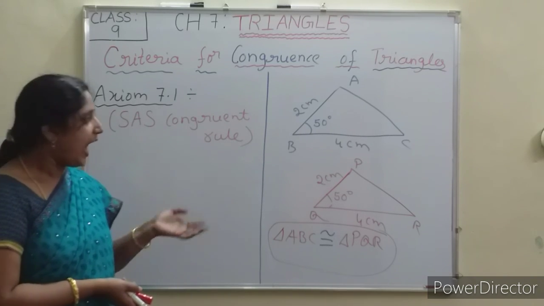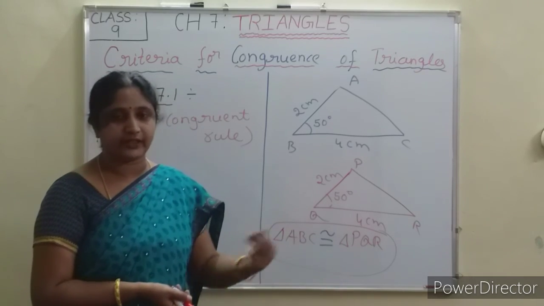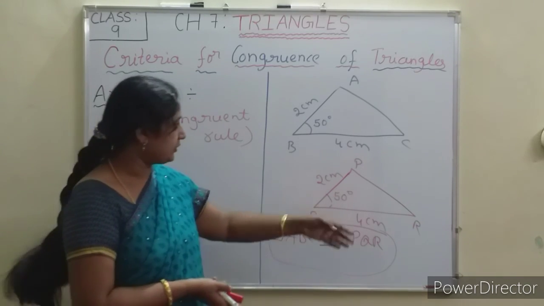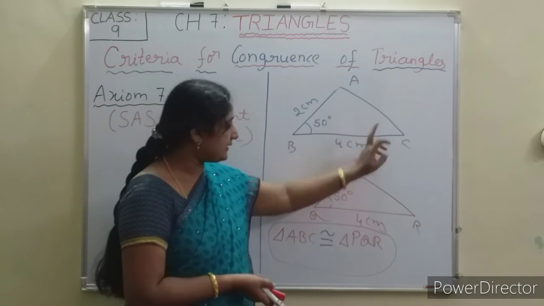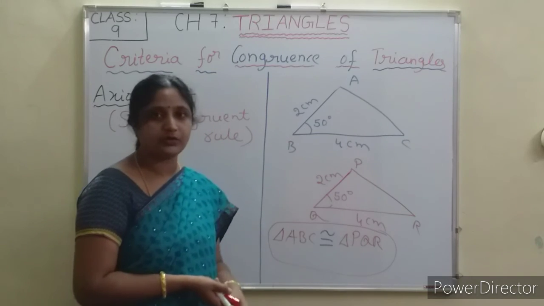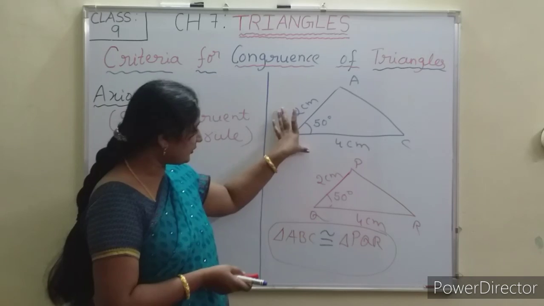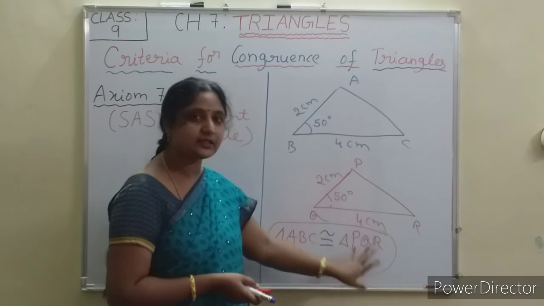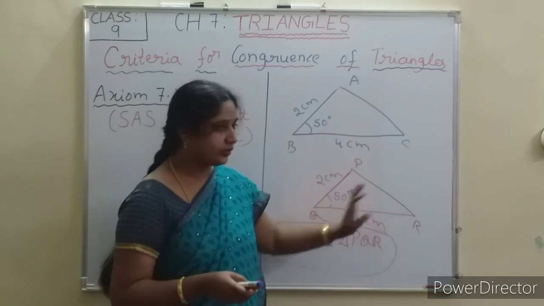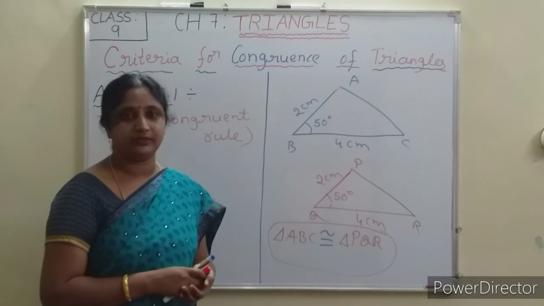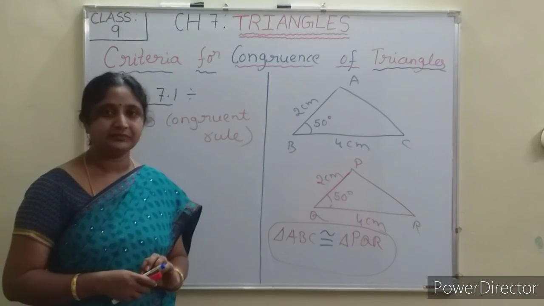Children, after that you can tell by CPCT, corresponding parts of congruent triangles, that the third side also, that means AC will be equal to PR, and the other two angles, angle C and angle R, angle A and angle B also will be equal. So by using these three conditions, we can say this triangle is congruent to this triangle. After that, we can conclude the third sides are also equal, and the other two angles are also equal. This is the SAS congruent rule.